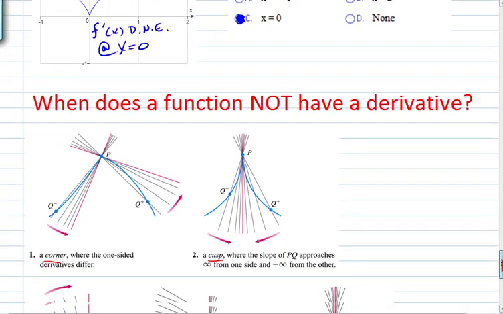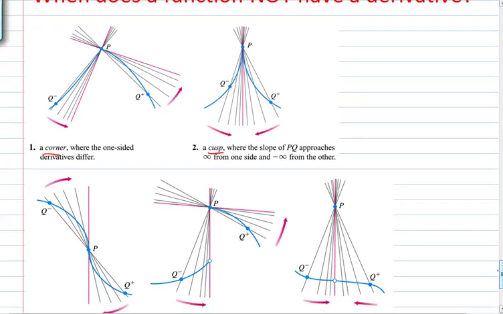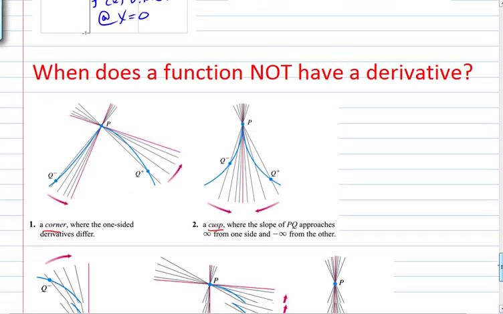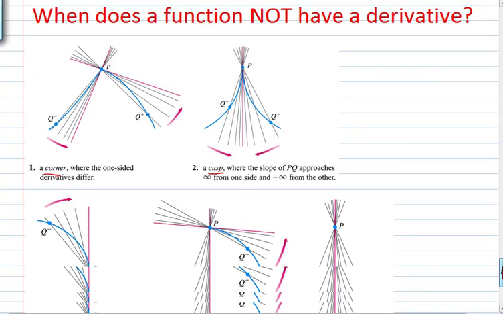When does a function not have a derivative? You need to know these. It does not have a derivative if you have a corner. This previous graph had a cusp. Or if you have a sharp corner. For example, you've got a function going like this and then it goes smooth. That doesn't have a derivative at that point. If you have a cusp, the function does not have a derivative.